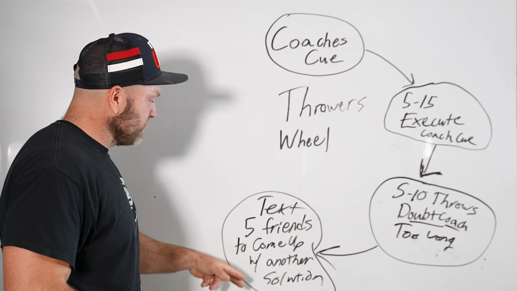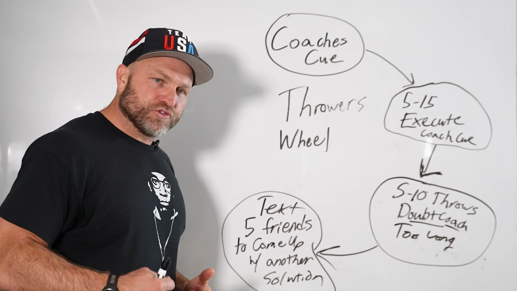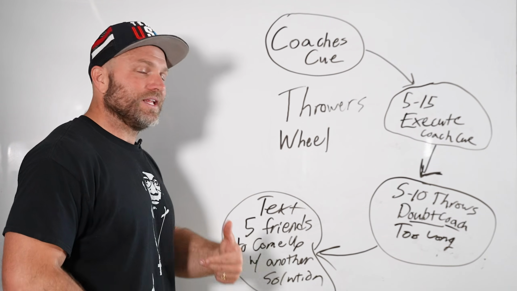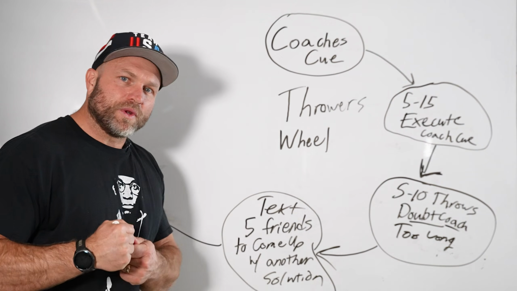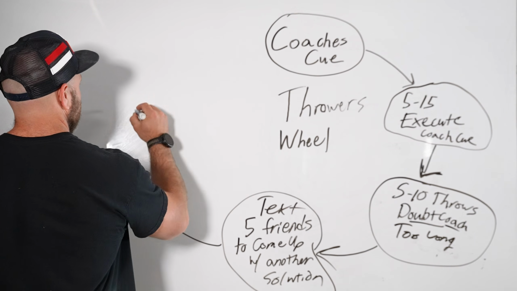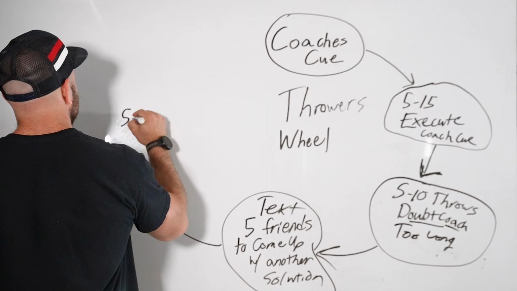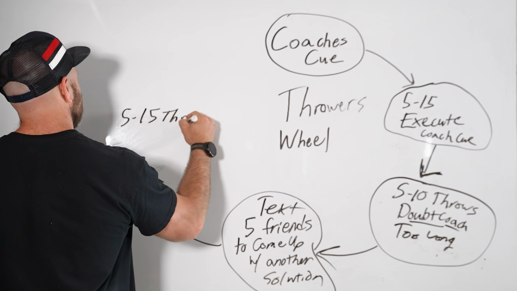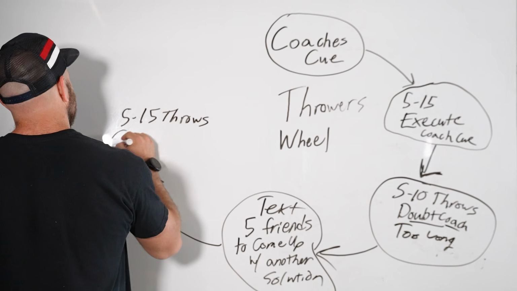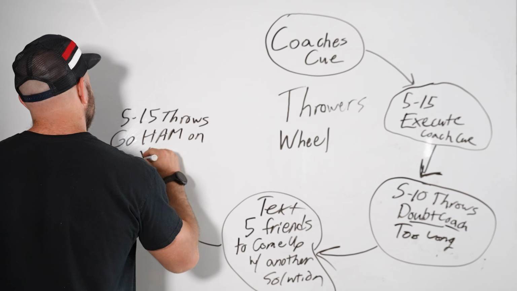And so these 5 friends muddy the waters further. The doubt starts it. This action leads to it even deeper. So what ends up happening is the next day at practice, we have about, let's say, 5 to 15 throws, going ham on your own cue.